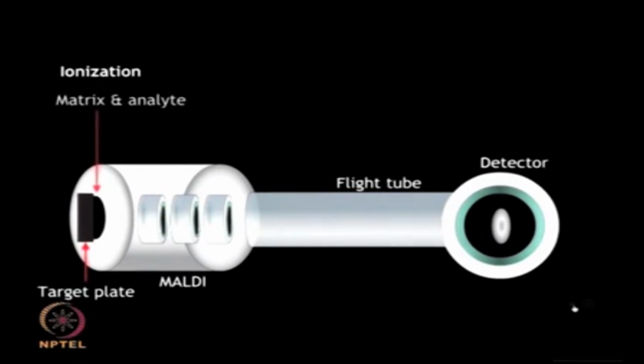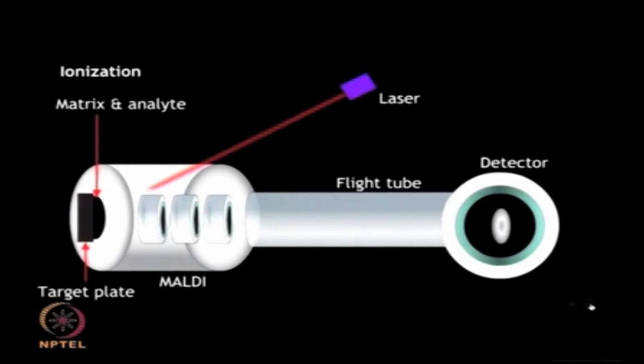The target plate containing the spotted matrix and analyte can be further placed in a vacuum chamber where high voltage and short laser pulses are applied. The laser energy gets absorbed by the matrix and is transferred to the analyte molecules, which undergo rapid sublimation resulting in gas phase ions.